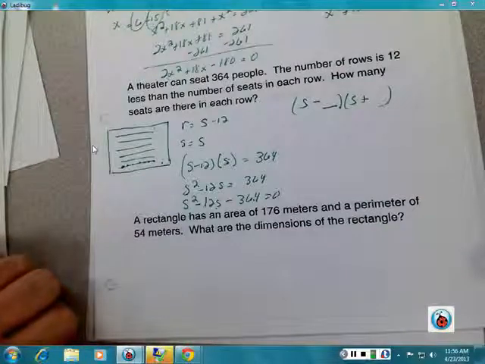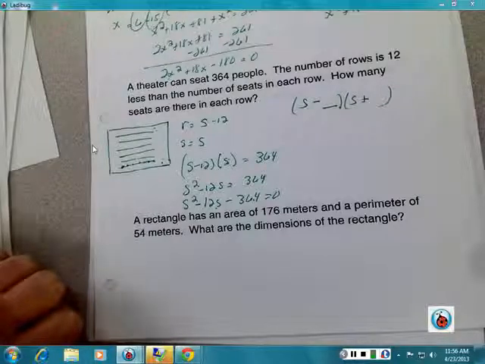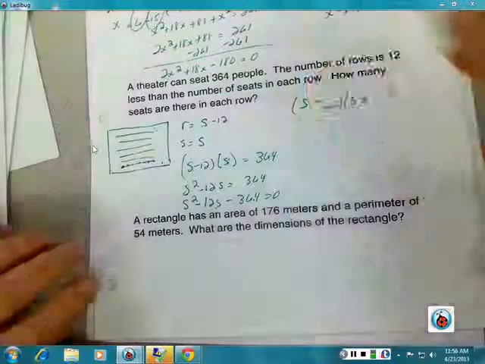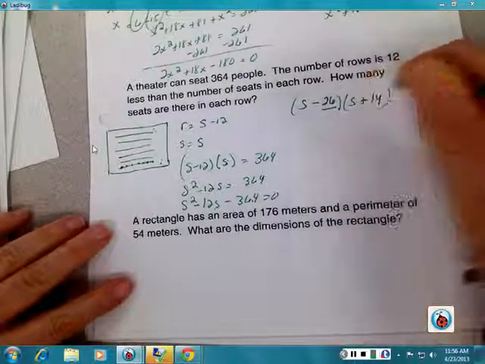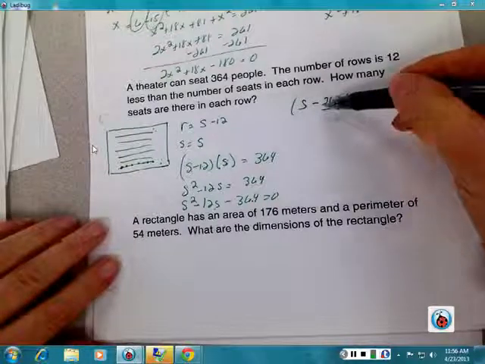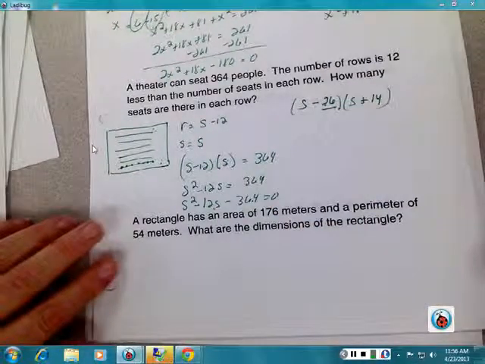So if I play around with 364 in my calculator and start dividing by 2, that's not going to work. Start dividing by 4, no, that's not going to work. Work my way up, I will find that it's a negative 26 and a positive 14, because a negative 26 take away 14 does end up equaling a negative 12.